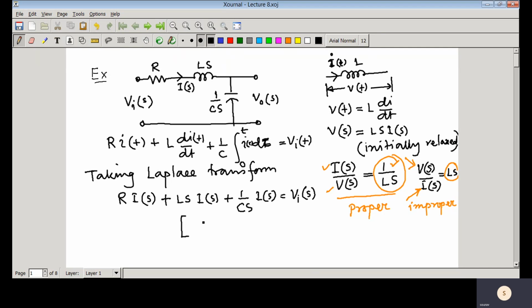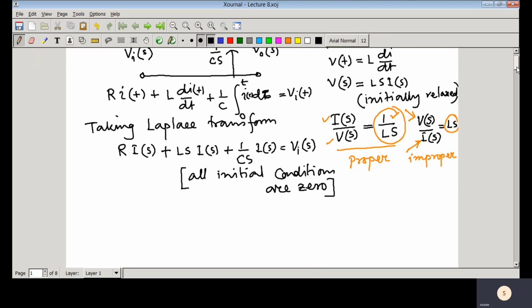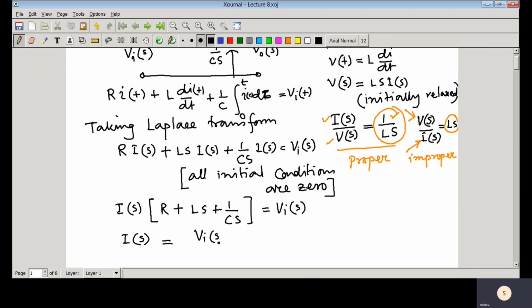So here, as we are interested in finding the transfer function, all initial conditions are 0. Because from the definition of transfer function you have seen, we need to assume that all initial conditions are equal to 0. That is one of the disadvantages of transfer function based modeling. So now this is an algebraic equation. Just manipulate it: the current I(s) equals Vi(s) divided by R plus Ls plus 1 by Cs.